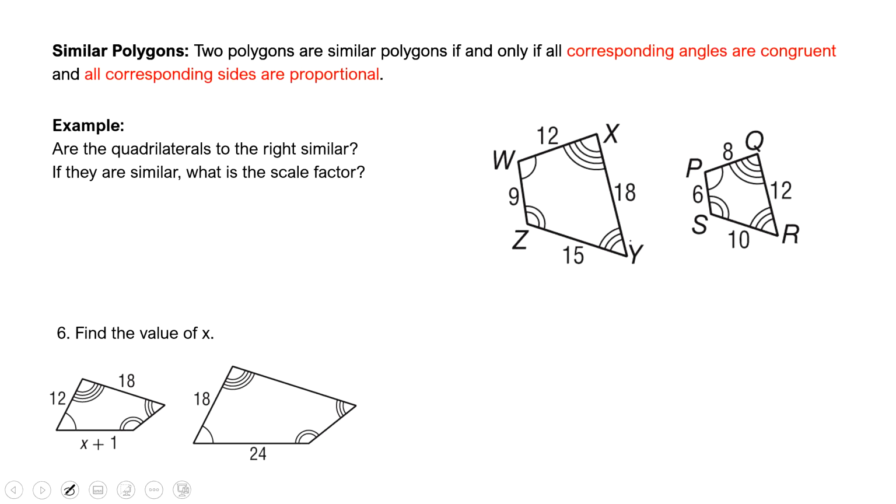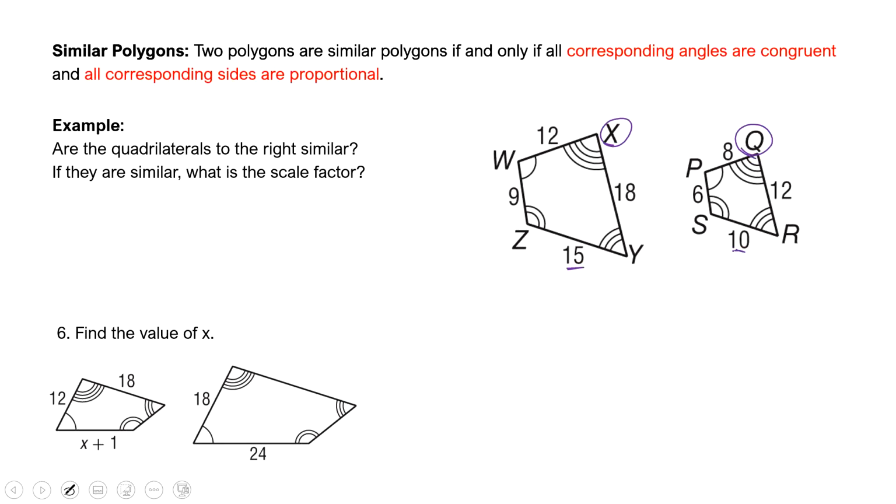So if I look quickly, X has 4 arcs in it, Q has 4 arcs in it, so that tells me X is congruent to Q. So my corresponding side for X and Q would be the 15 and the 10, the opposite side. So again, we're told they're all congruent. I see that they're all congruent, so we're good there. Now I just have to figure out, are all the sides proportional?